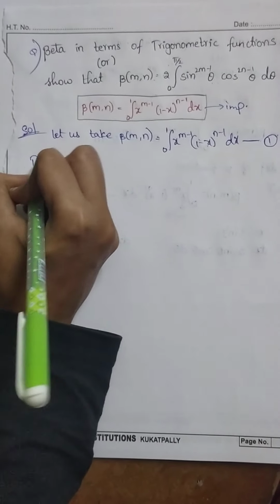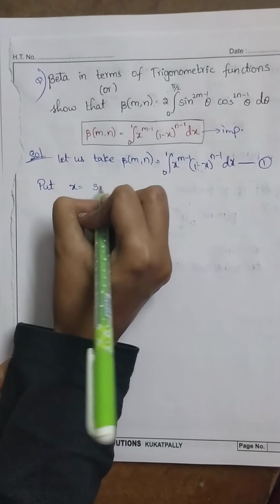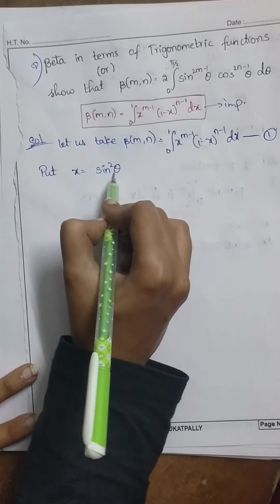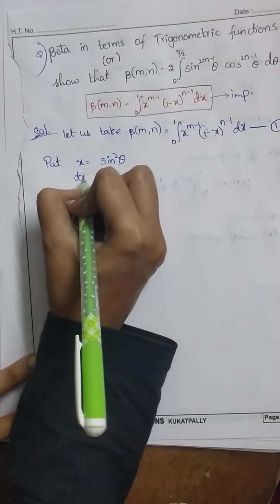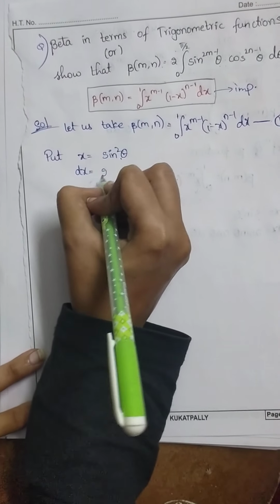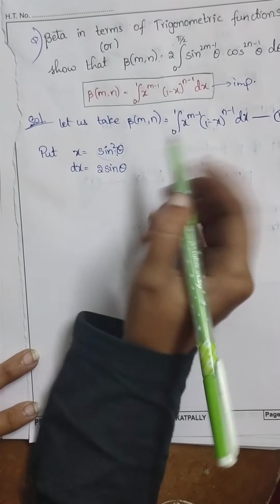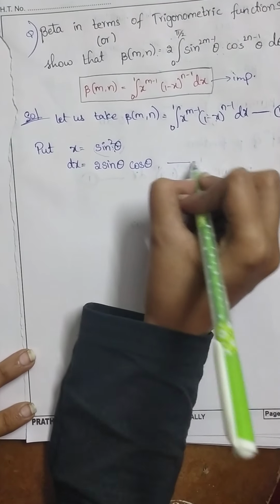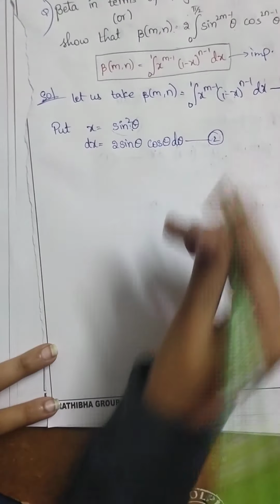Now put x equals sin square theta. Now differentiate this, x equals sin square theta. We get dx equals, differentiation of sin square theta is 2 into sin theta, and differentiation of sin theta is cos theta, d theta. Now take this as another equation.